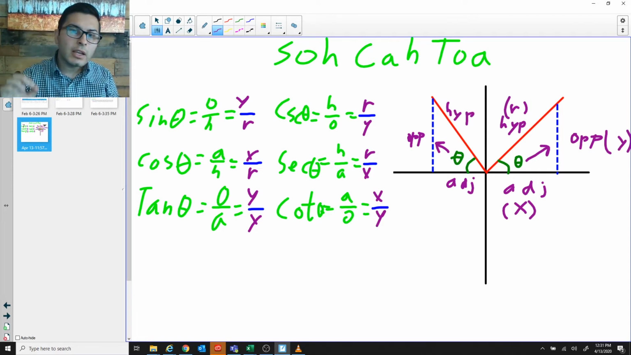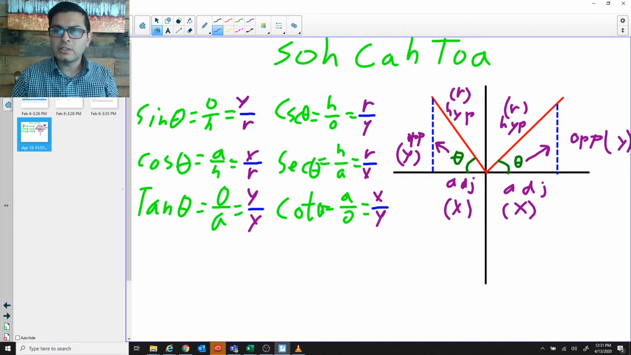Let's see if any of our markings has changed. Well, our adjacent side is still on the x-axis, so we'll still call that x. Our opposite side is still going up and down, so we're going to call that y, and our hypotenuse is still the radius. So no matter where you draw your terminal side, the values for the opposite, adjacent, and hypotenuse will always be x, y, and r, respectively.